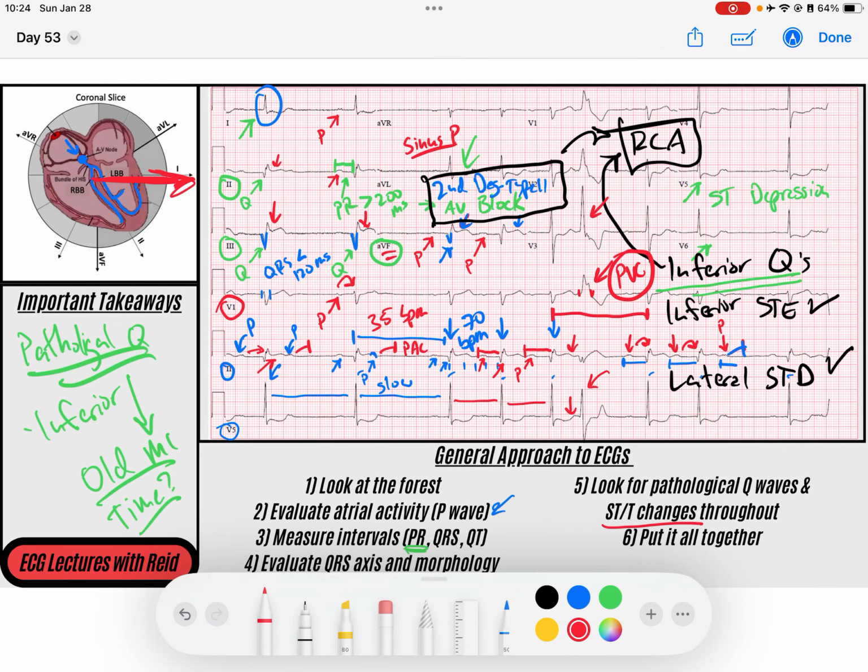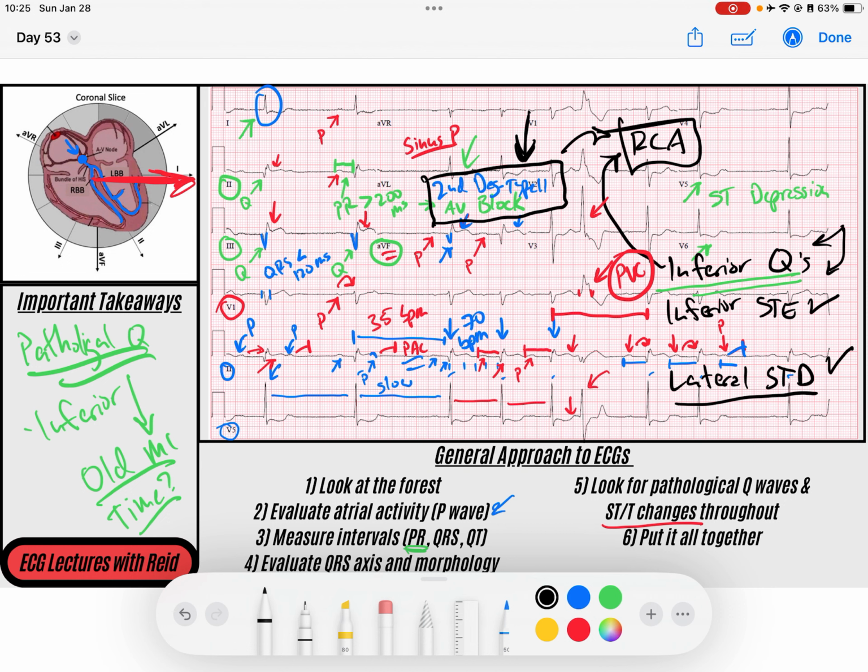All right, so let's put this all together. What do we got? We've got a sinus rhythm, potentially with a PAC down here. We've got a second degree type 2 AV block. This person's in big trouble. We've got pathological Q waves in the inferior leads, as well as ST elevation in those leads, with reciprocal depression in the lateral leads. This tells me that there is an evolving myocardial infarction, potentially involving the right coronary artery.